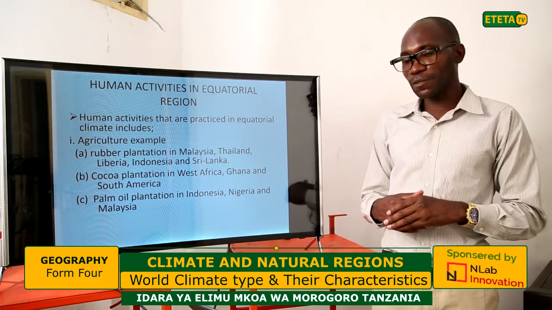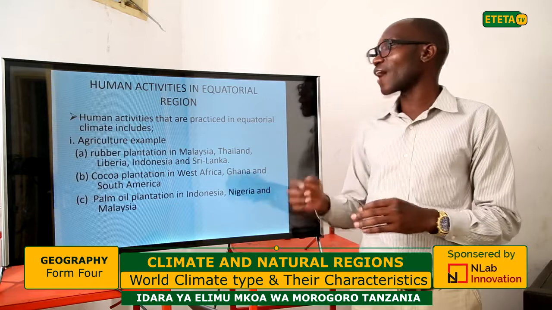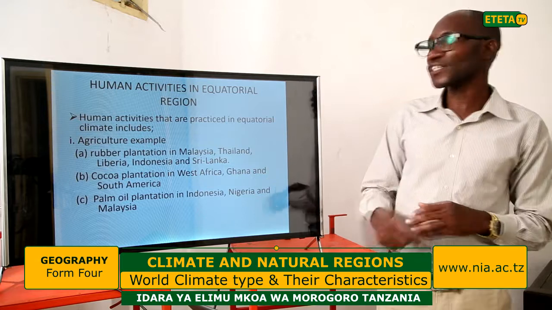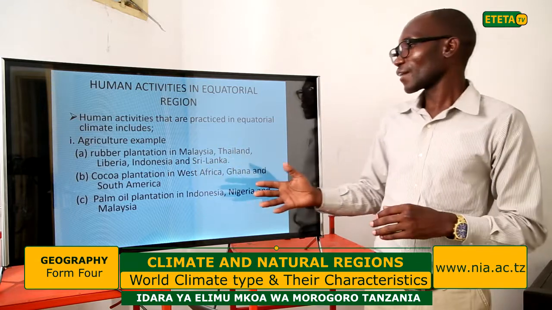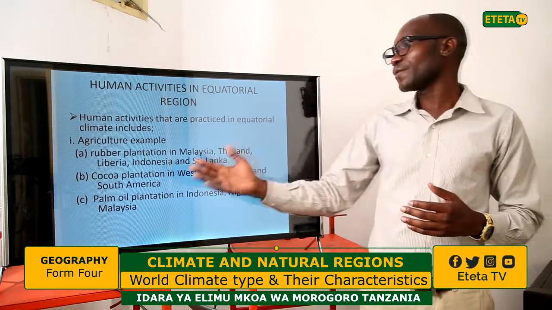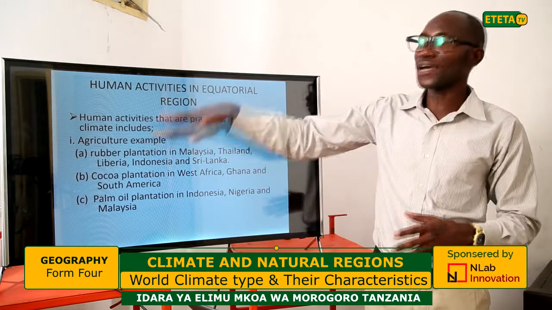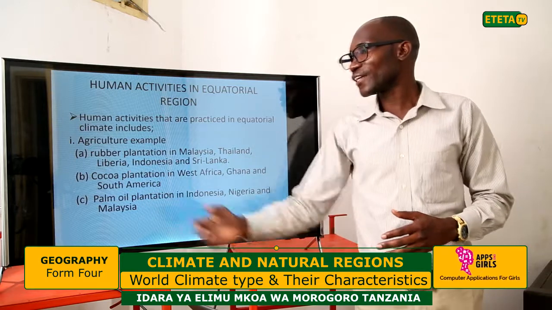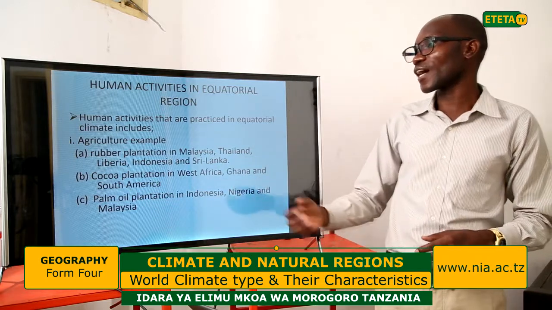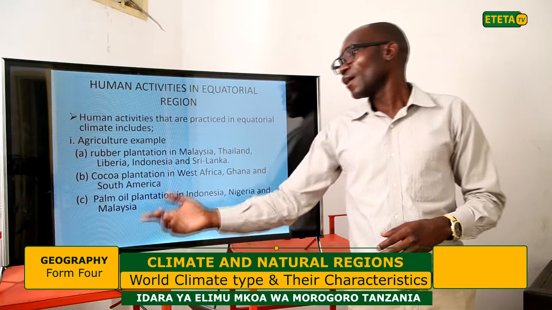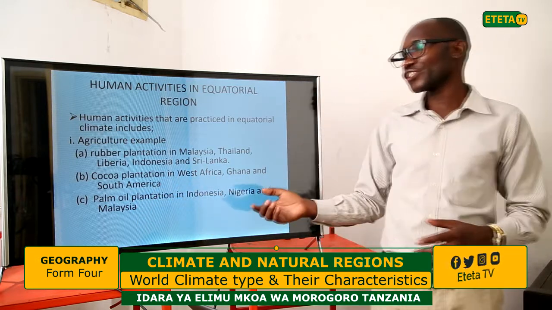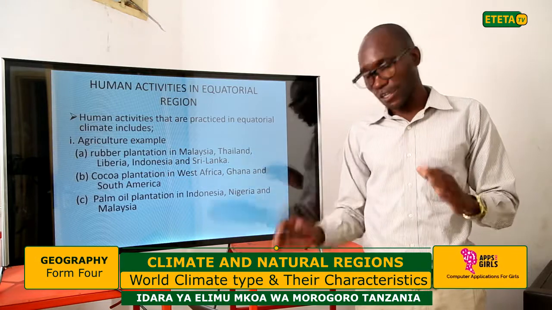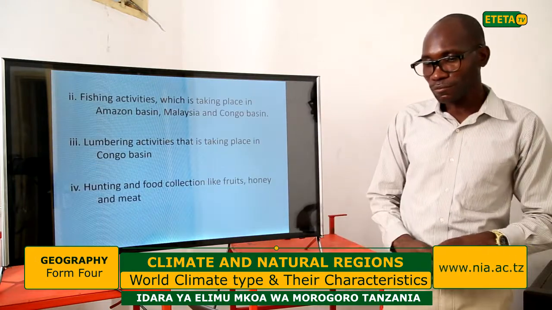Another thing is human activities. Human activities taking place in the equatorial region include agriculture. This agriculture includes rubber plantation in Malaysia, Thailand, Liberia, and Indonesia. This rubber is planted on a large scale. Another is cocoa plantation in West Africa, Ghana, and South America. Then palm oil plantation in Indonesia, Nigeria, and Malaysia. All of these are agricultural activities.